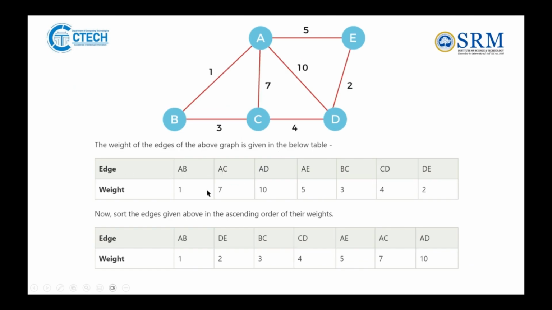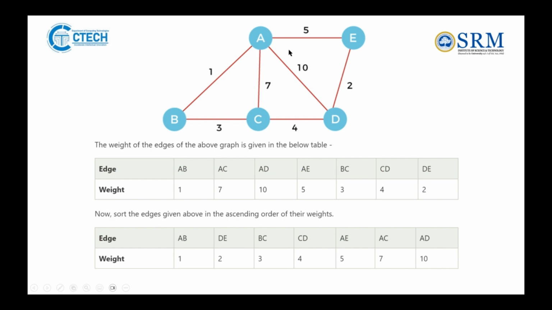We list them out here and then sort all the edges in the ascending order of their weights. We do the sorting so as to select the edge with the lowest weight possible to find a minimum spanning tree. After sorting, we get this order. First AB with weight 1, then DE with weight 2, then BC with weight 3, then CD with weight 4, AE with weight 5, AC with weight 7, and AD with weight 10.